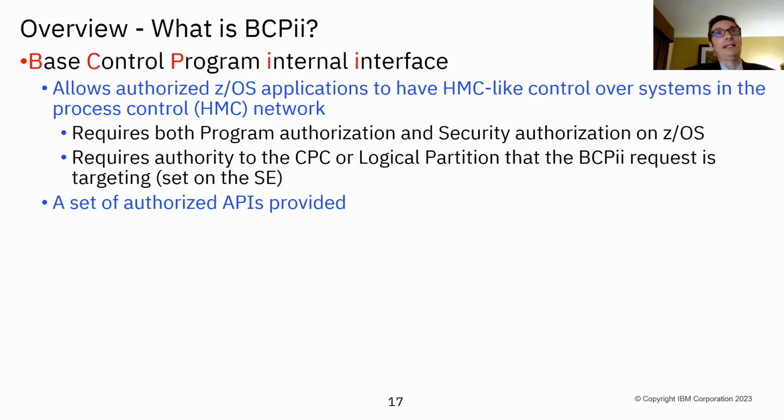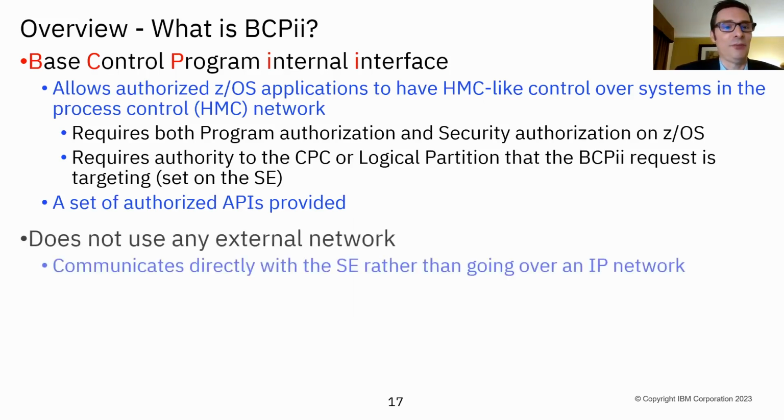So if I have a zOS instance running on a particular mainframe, I have to be given authority so that I can control even my own LPAR, as well as other LPARs on the network in the data center. A set of authorized APIs is provided that allows authorized application programs to use this. So there are some internal APIs that BCPii provides. We'll talk more about that in just a few moments.